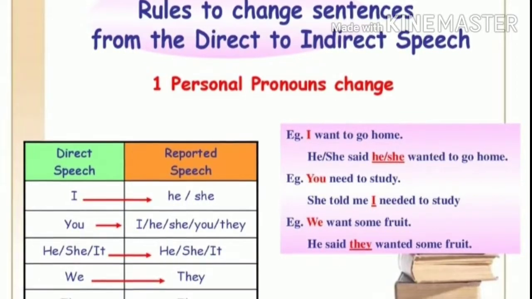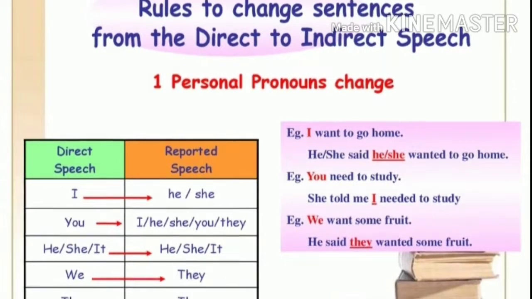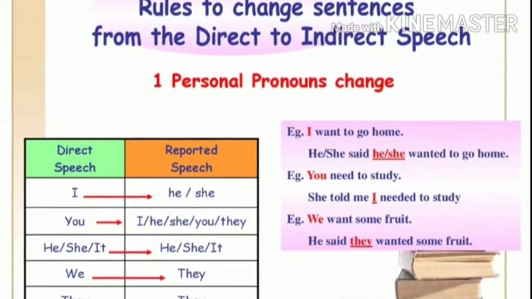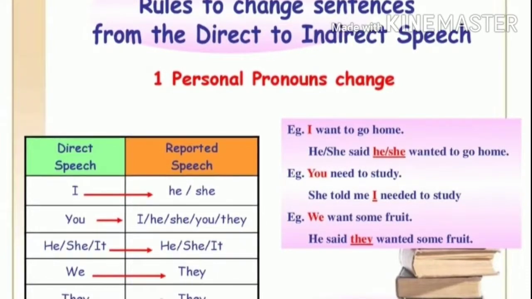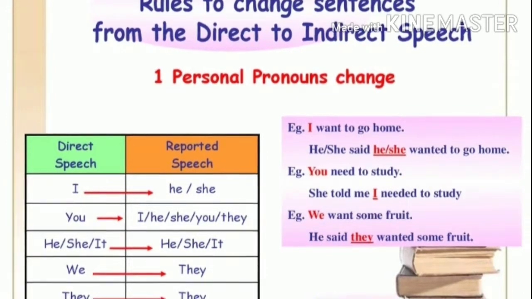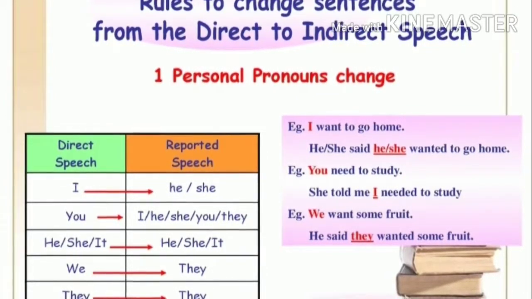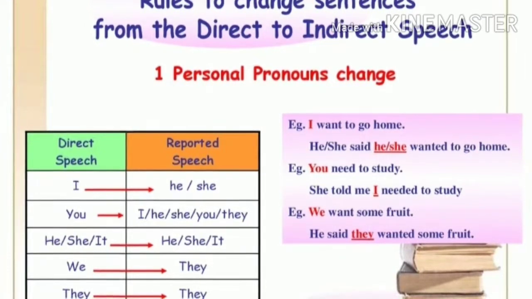Alright. We, if it is given in direct speech, in indirect speech it will become they. Alright, you have to be very cautious with this, that we will change to they. And they remains unchanged. There is no change in they. Alright, if it is given in direct speech, they, in indirect speech also, in reported speech, they will remain the same. Let's have a look at these examples.